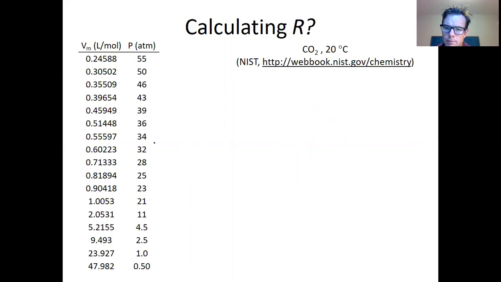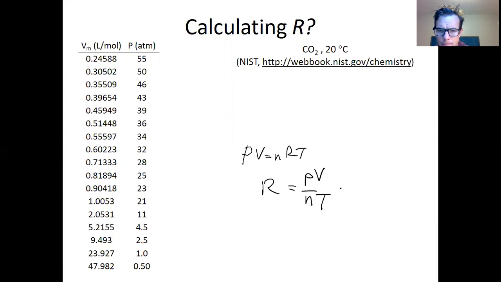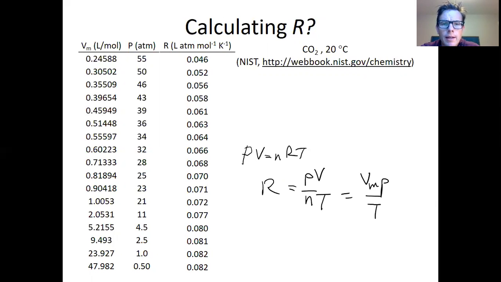Here's how you might do that. So I can take the ideal gas law. I solve this for R. This gives me a simple equation which I could plug and chug and calculate R, right? And if I do that, here's what I end up with. So I get all these values of R.